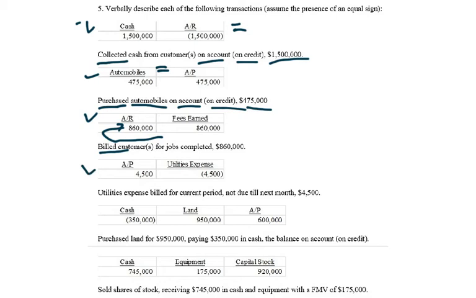Now, this one is sometimes a little tricky for people. So we have accounts payable going up by 4,500, and utilities expense, again, that negative 4,500 is its impact on retained earnings. It negatively impacts retained earnings by 4,500. So what would be a good way to describe this? Well, obviously you're recognizing an expense because it's been incurred.